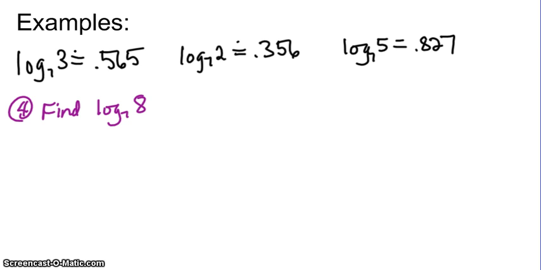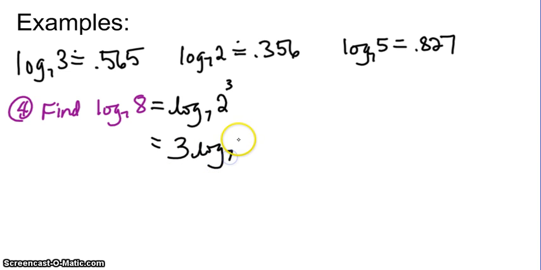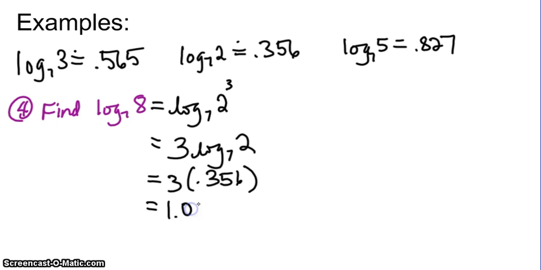Example number 4. 8 is the same thing as 2 cubed. And I've got the 3 and I've got the 2, and actually I don't even need this, because I'm going to say that's 3 times the log base 7 of 2, which is 3 times 0.356, which is equal to 1.068.